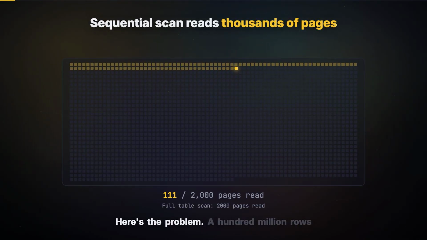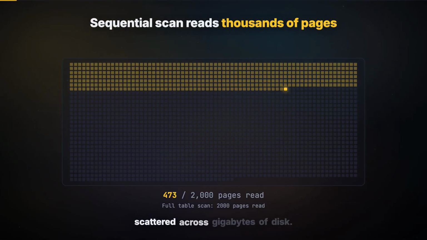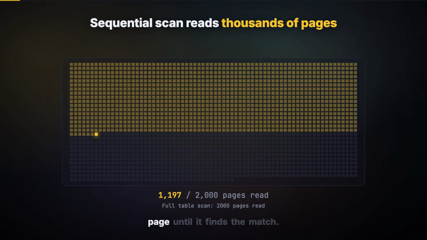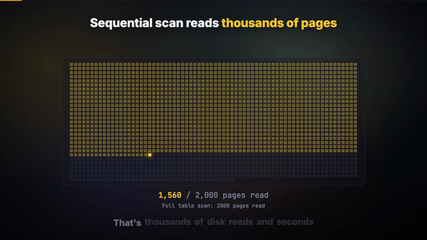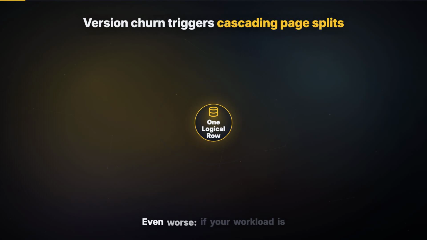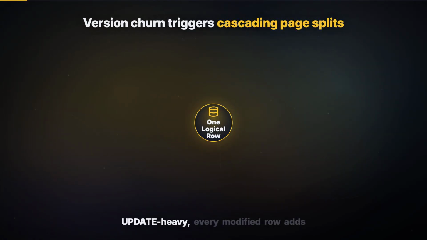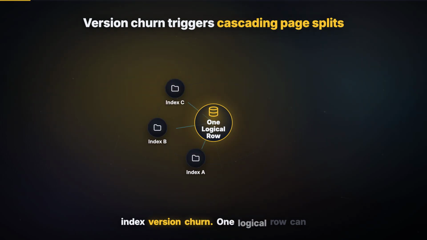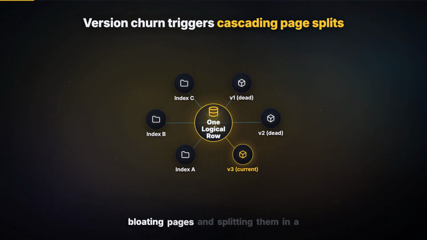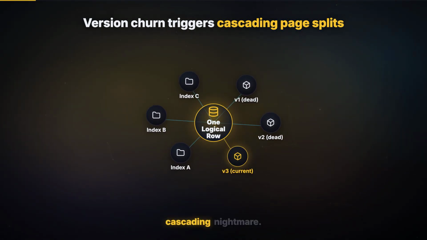Here's the problem. 100 million rows scattered across gigabytes of disk. A sequential scan would read every single page until it finds the match. That's thousands of disk reads and seconds of wall time. Even worse, if your workload is update heavy, every modified row adds index version churn. One logical row can spawn multiple index entries due to MVCC, bloating pages, and splitting them in a cascading nightmare.